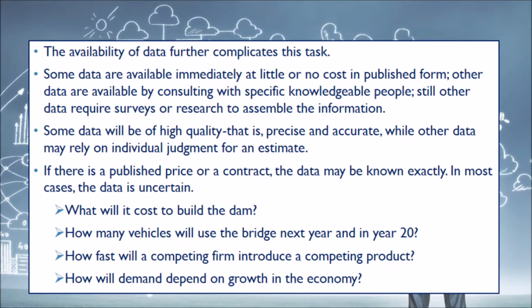Some data will be of high quality, that is, precise and accurate, while other data may rely on individual judgment for an estimate. If there is a published price or a contract, the data may be known exactly. In most cases, the data is uncertain. What will it cost to build the dam? How many vehicles will use the bridge next year or in year 20? How fast will a competing firm introduce a competing product? How will demand depend on growth in the economy?